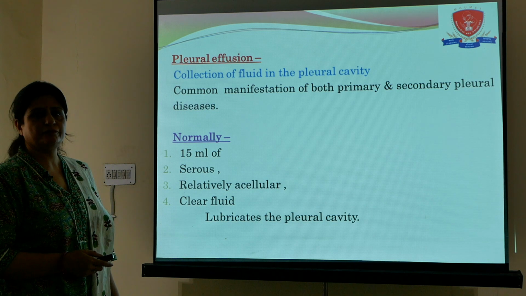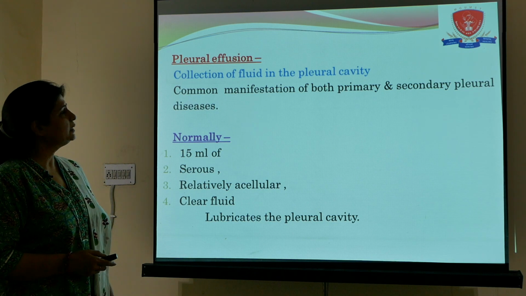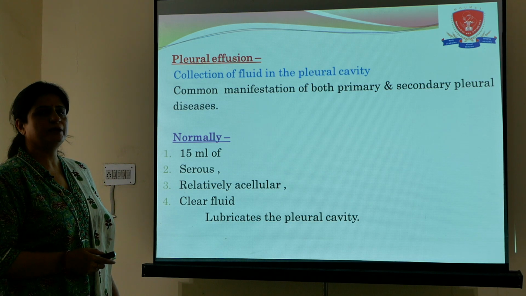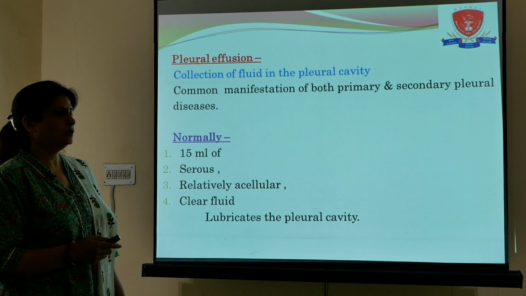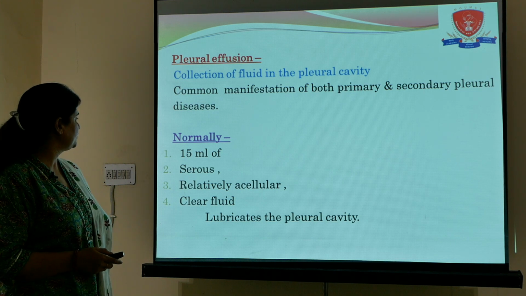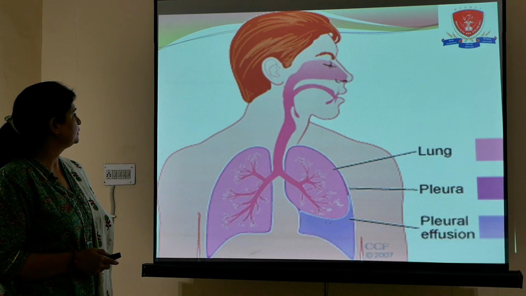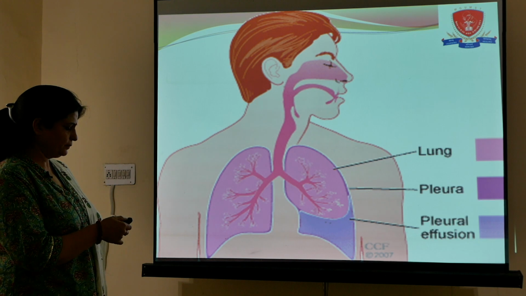So what is pleural effusion? It is a collection of fluid in the pleural cavity. Normally there is a certain amount of pleural fluid present in the pleural cavity which lubricates the lung, that is, 15 ml of serous, relatively acellular, clear fluid. This is the picture showing the same.